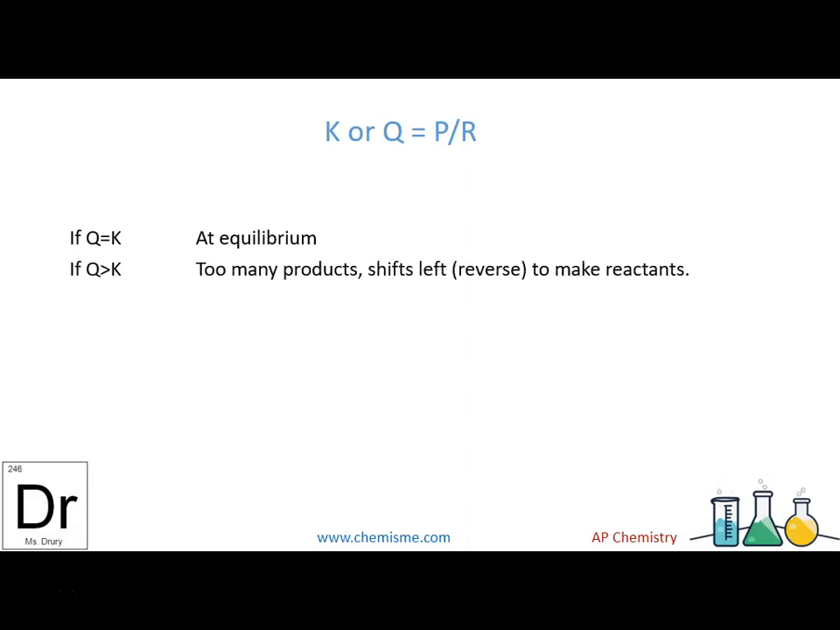If the Q is too big, it means that it made too many products. It's much more product favored than it should be, and it shifts left, or reverse, to make reactants. If the Q is much smaller than it should be, that means it has too many reactants, it's too far reactant heavy, and it shifts right to restore and make more products and use up those reactants. This is a good slide to make sure you jot down.